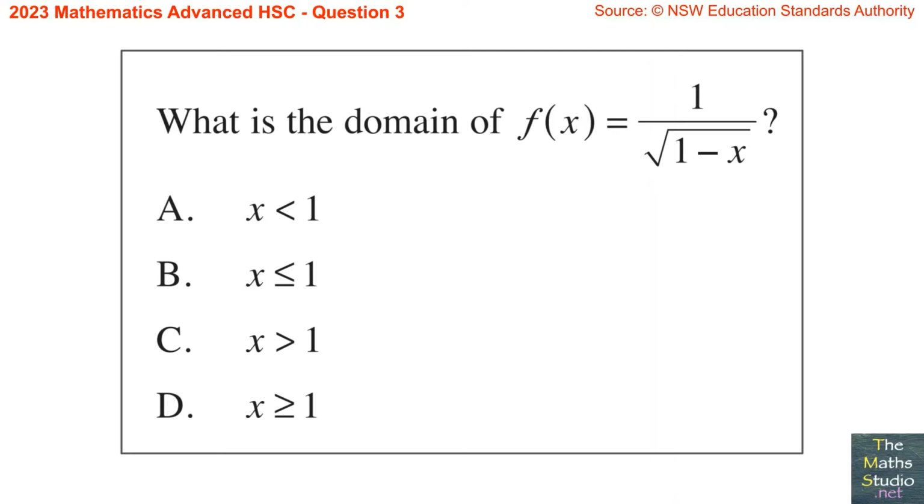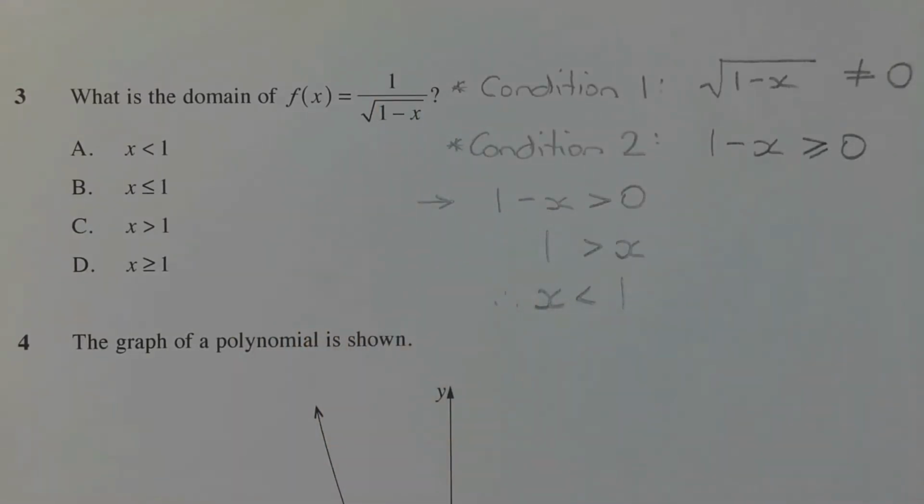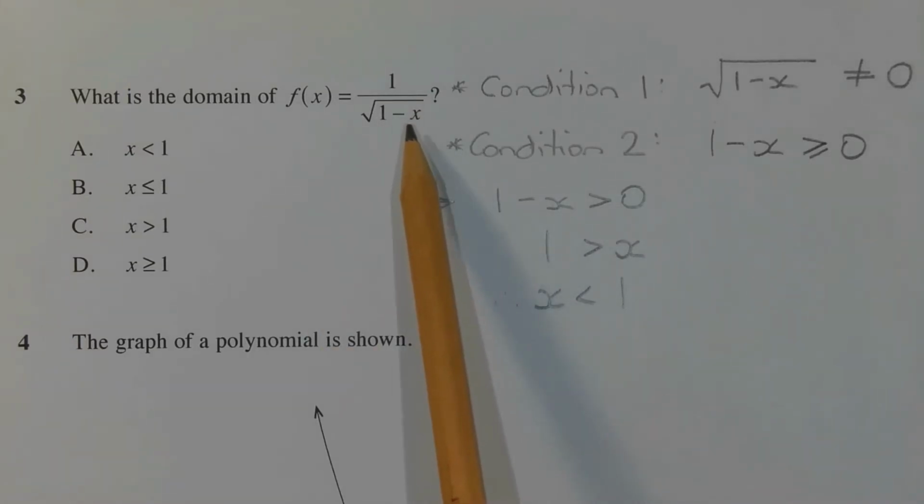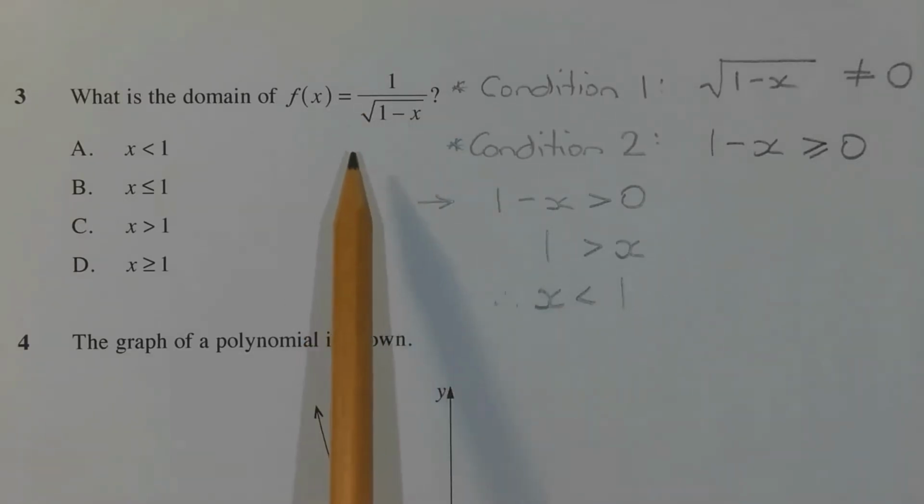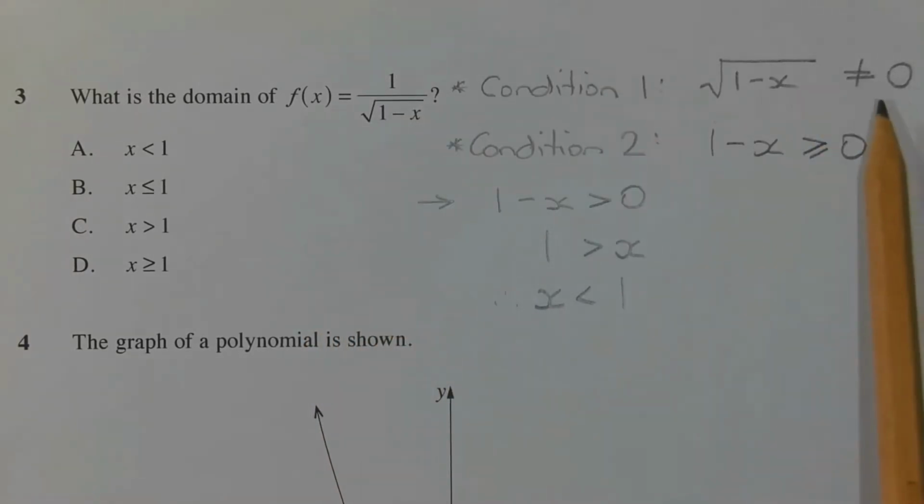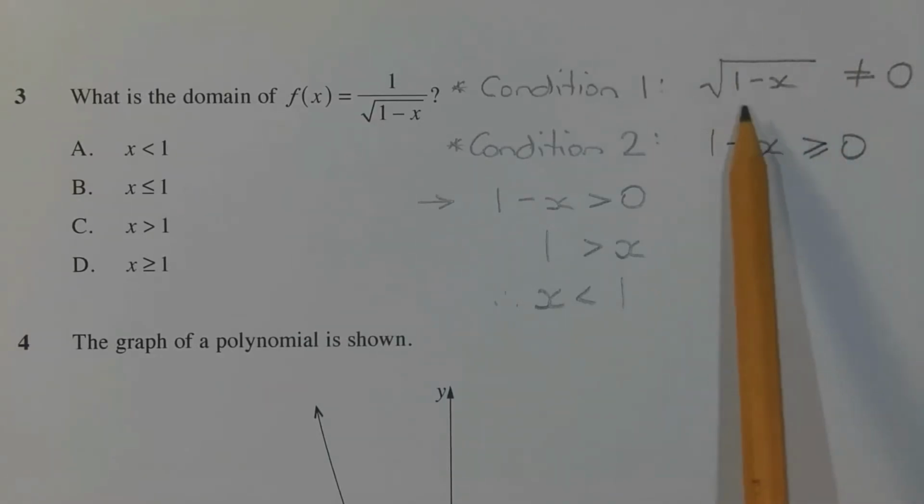Question 3. What is the domain of f of x equals 1 over the square root of 1 minus x? F of x is a rational function. In other words, it's a fraction with the variable in either the numerator or the denominator. In this case, the variable x is in the denominator. Now, this gives rise to 2 conditions. Condition 1, we can't have division by 0, which means the square root of 1 minus x cannot equal 0. That implies that 1 minus x itself also cannot equal 0.